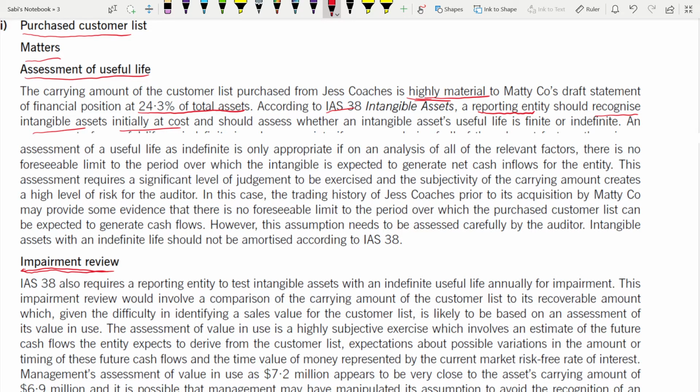And then they should assess whether the intangible asset's useful life is finite or indefinite. Okay. So here, an assessment of useful life as indefinite is only appropriate if, on analysis of all of the relevant factors, there is no foreseeable limit to the period over which the intangible asset is expected to generate net cash inflows for the entity. After you have taken all the relevant factors and you decide that you cannot foresee the limit to the period, then only you can say it's indefinite useful life, otherwise you cannot.